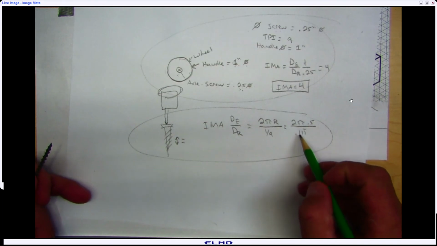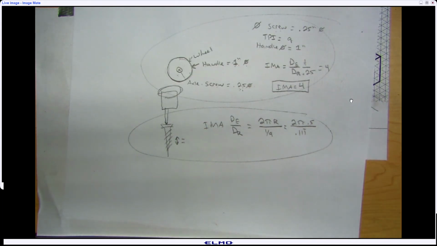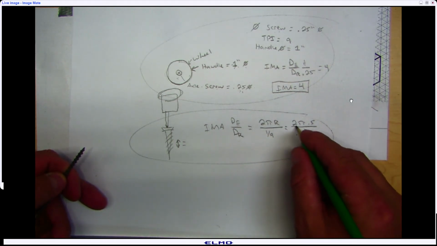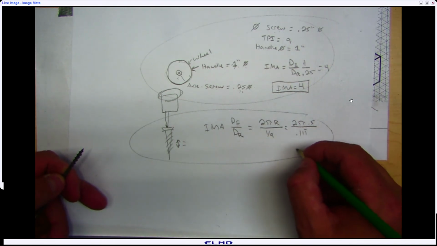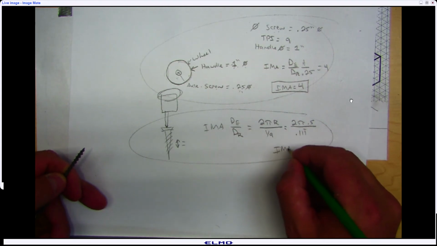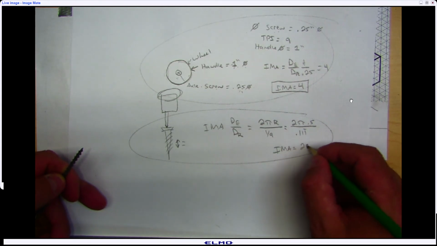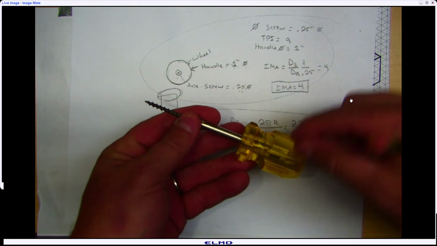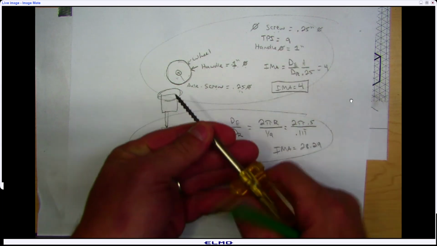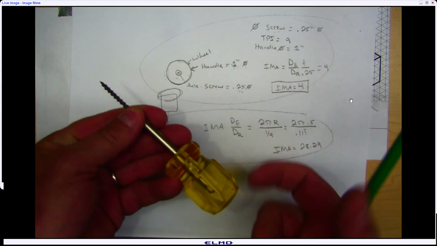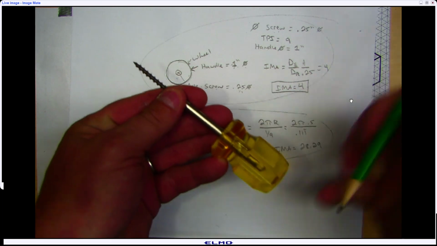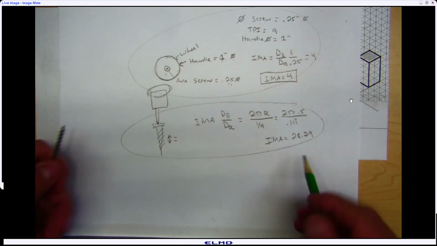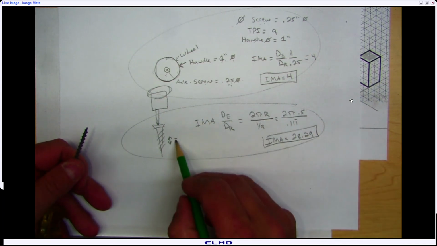If I punch that out, my IMA over here, 2 pi times 0.5 divided by 0.11, gave me an IMA rounded to 28.29. You can see how much lower that is when you don't have a wrench. That's why screwing things in with a screwdriver can be very tiresome on your wrist, because you don't have that leverage like a wrench would give you coming out. So that's your IMA for this portion of it.